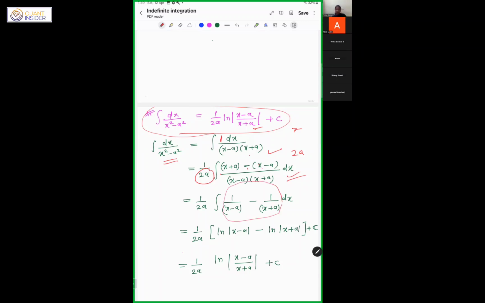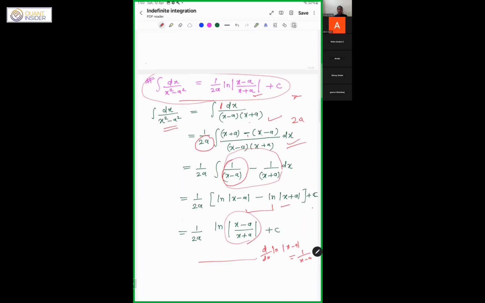Okay, and we know what the integration of 1 upon x minus a is, because you know that the differentiation of ln x minus a is what? 1 upon x minus a. Okay, so the integration of 1 upon x minus a is ln mod of x minus a. Similarly, the integration of 1 upon x plus a is ln mod x plus a, plus c. So after combining these two and using the log property, you are left with the ln of this fraction. Okay, so in this way you have this formula: 1 upon 2a ln mod x minus a upon x plus a plus c.